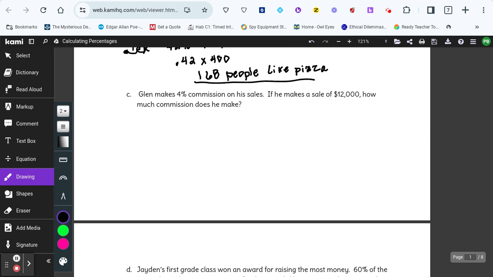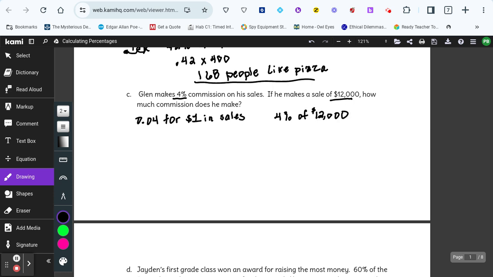All right, Glenn makes 4% commission on sales. So Glenn gets to keep 4 cents for every $1 in sales, basically. If he makes $12,000, how much commission does he make? So the company will keep some amount, but Glenn will also get 4% of it. So I'm going to figure out what is 4% of $12,000. How much is Glenn going to keep?